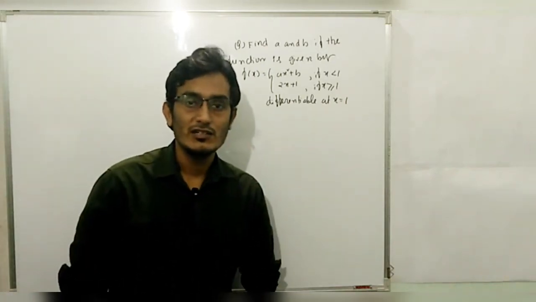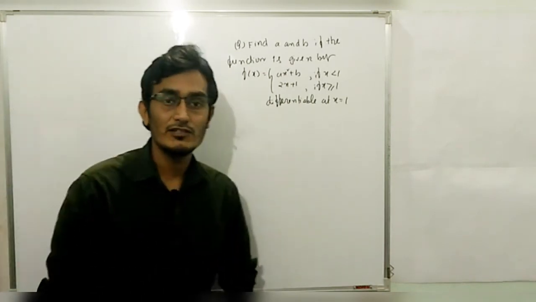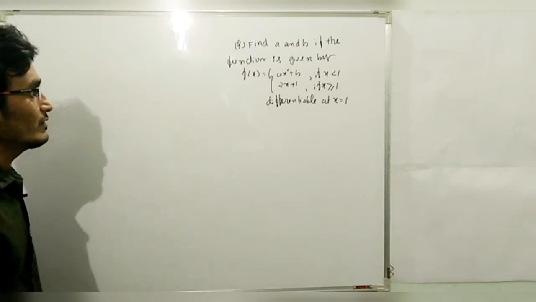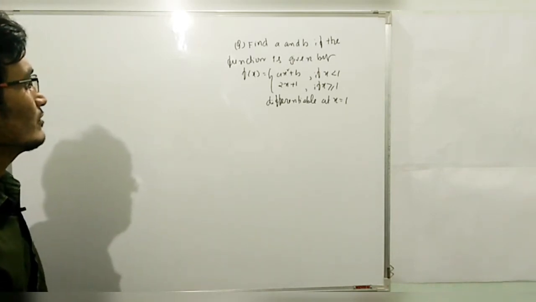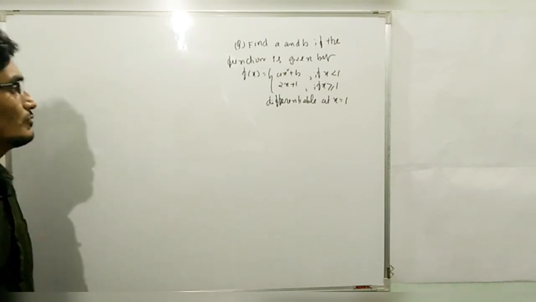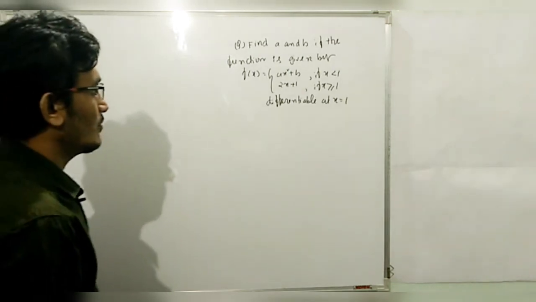So today we will discuss one important question from continuity and differentiability of class 12. So here is the question. Find a and b if the function is given by f(x) equals ax square plus b if x is less than 1, 2x plus 1 if x is greater than or equal to 1, differentiable at the point x equals 1.